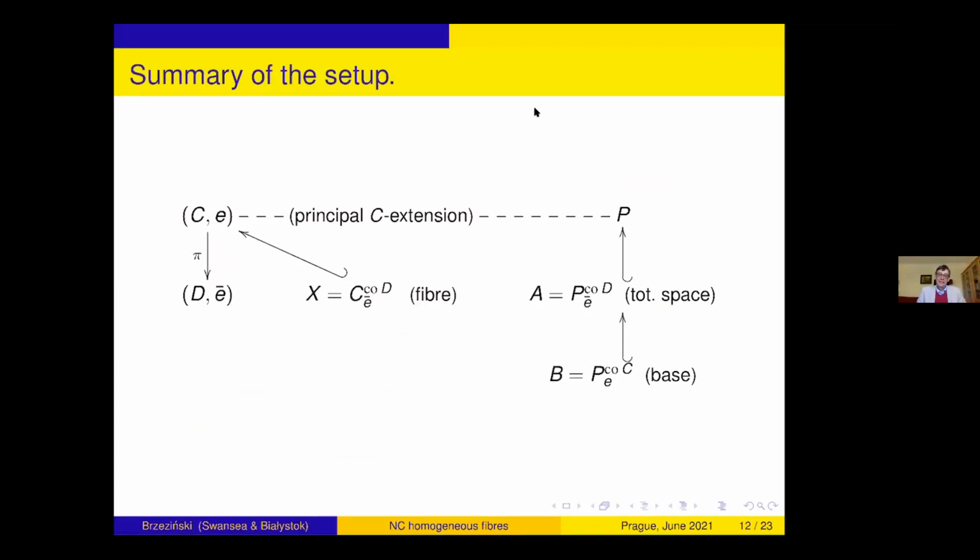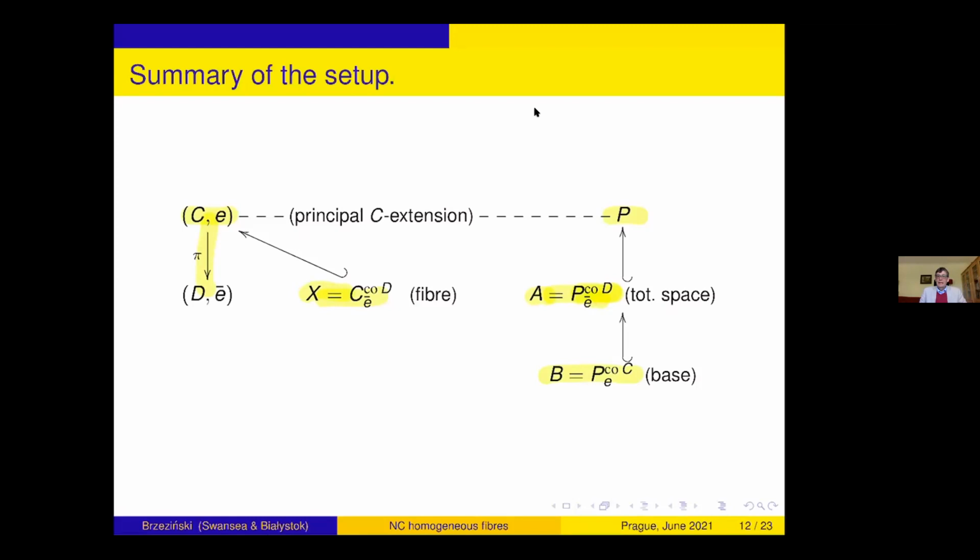Right, so just to summarize the setup. We have a coalgebra with a distinguished group-like element. P is a principal C extension over B. The next step was to introduce this pi, which sends E to E bar. And then I can look at the E bar coinvariants under the induced D coaction, and X, which sits inside C, will play the role of the fiber. A will play the role of the total space. So there's the invariants of D coactions on P, and finally the base will not change.